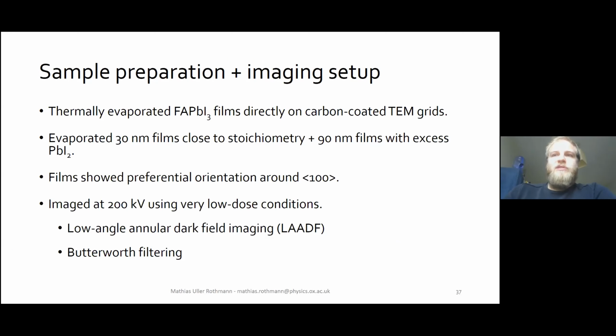We got preferential orientation around the 100 axis, and we imaged using very low dose conditions at 200 kV acceleration voltage. And we used low angle annular dark field imaging. So we're probing the electrons that get scattered slightly outwards, not all the way outwards. We filtered the whole thing with a Butterworth filter, which is a signal to noise ratio improving filter. It's a linear filter, so there's no funny things going on.